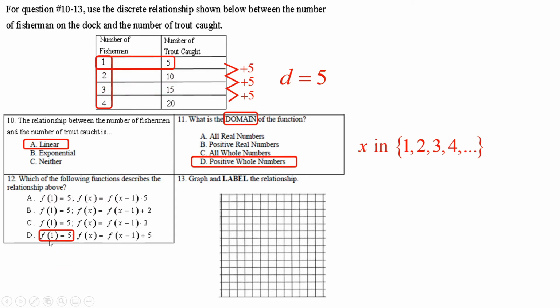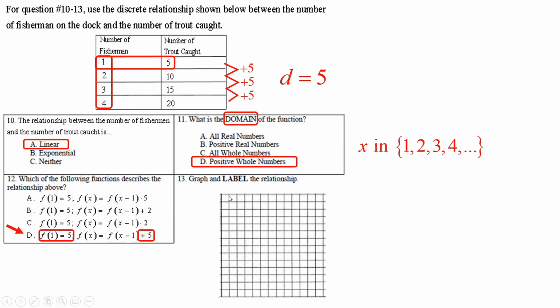All right, so now I got to go over here and look at my pattern of change. Did we multiply by 5? Did we add 2? Did we multiply by 2? Or did we add 5? Well, we said the common difference was 5. We're adding 5 every time. So it's f of x equals f of x minus 1 plus 5. So the answer to 12 is D.